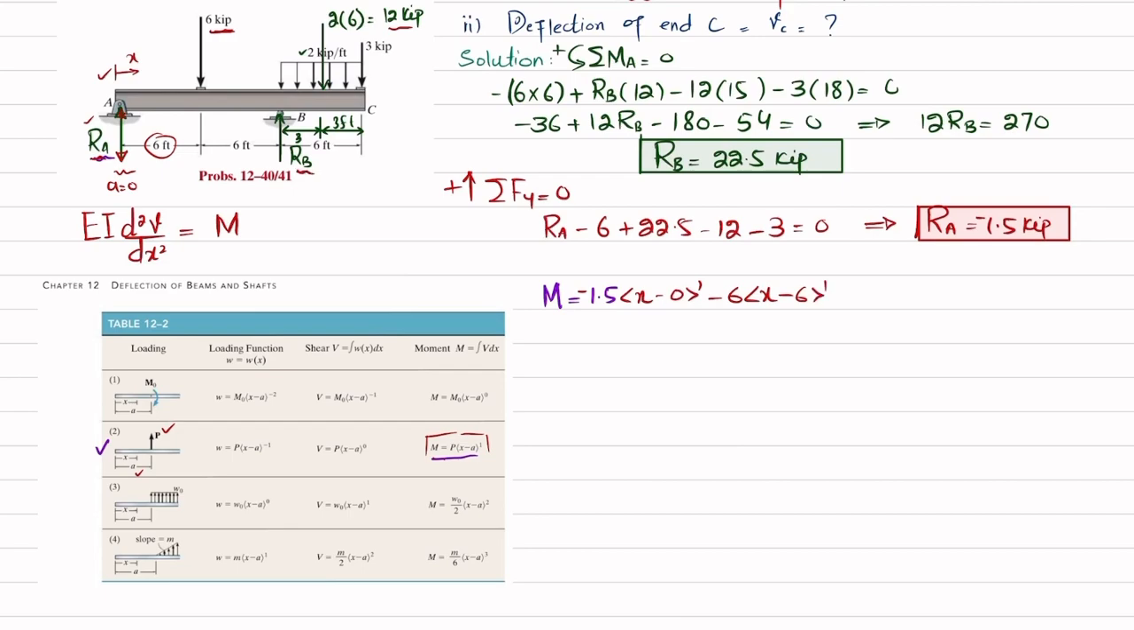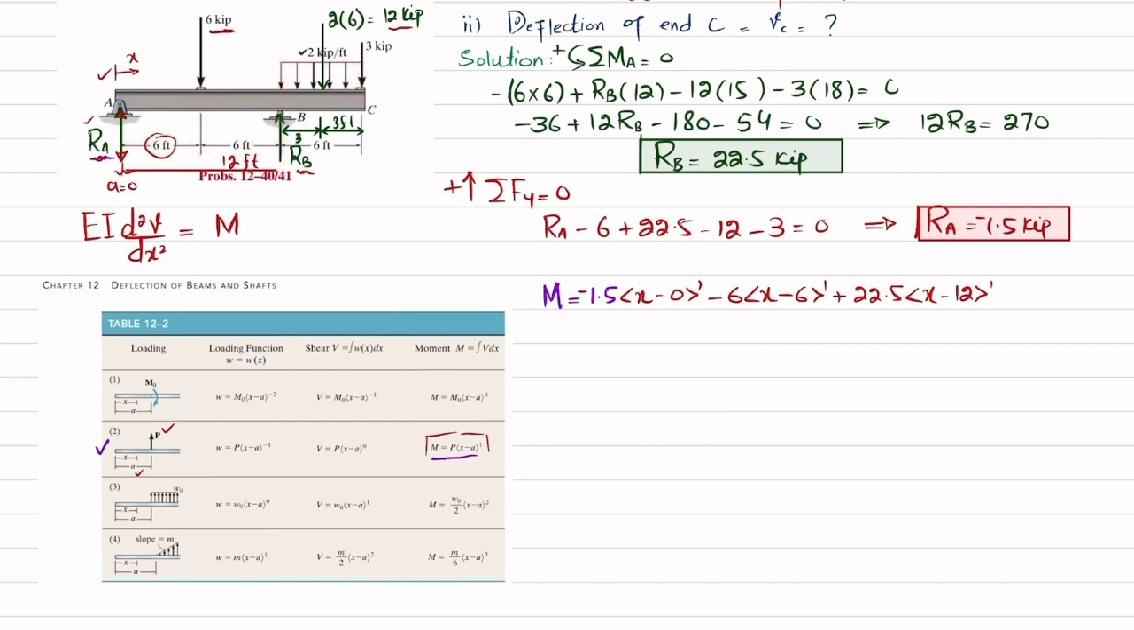The third load is RB, which is upward, so it will be plus, and RB is 22.5 into x minus the total distance, which is 12 feet. So a is equal to 12 feet. Clear? Power 1. And the last thing is that you have a uniformly distributed load that starts from here till the end, and the distance a for this load is 12.